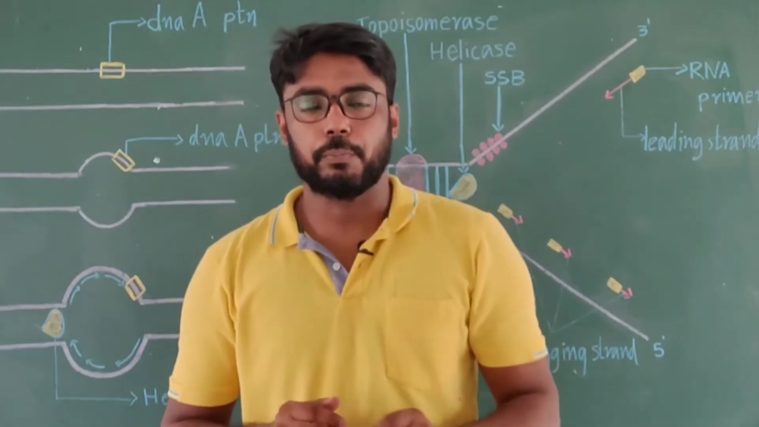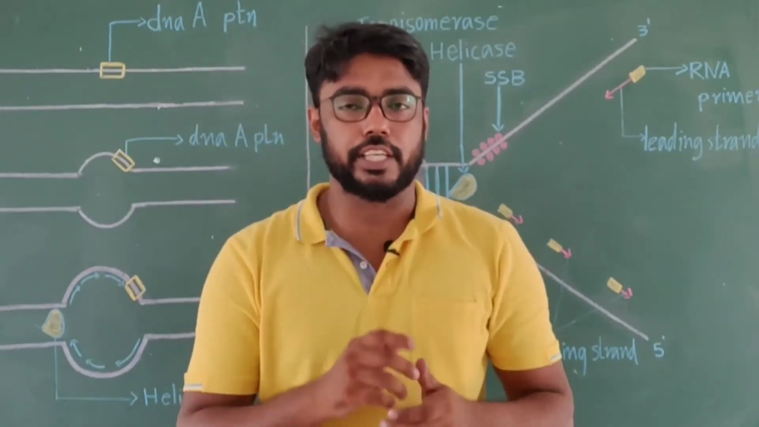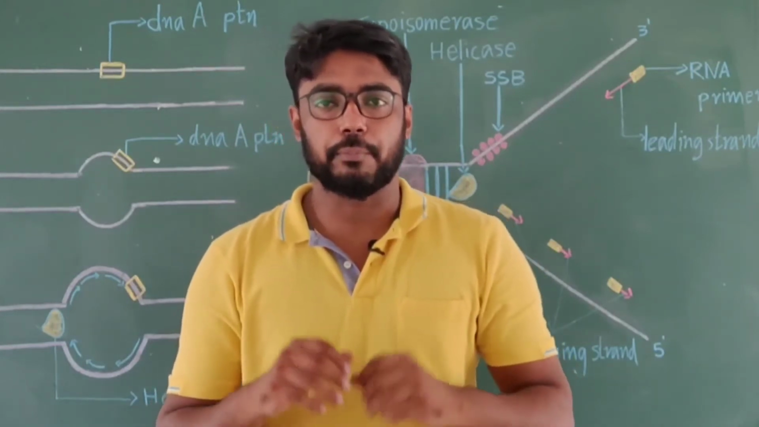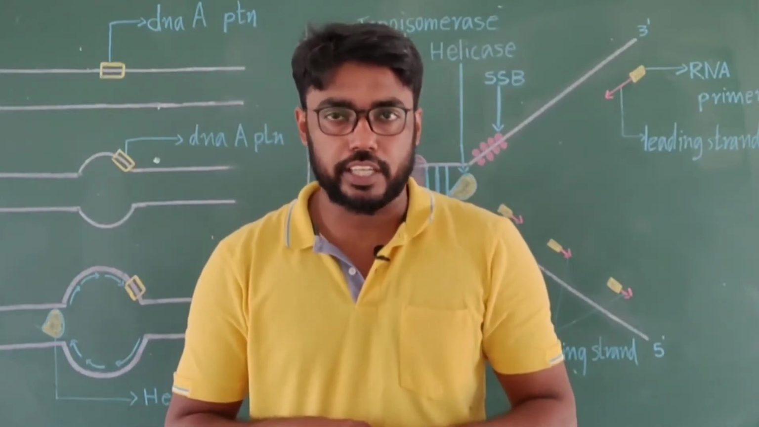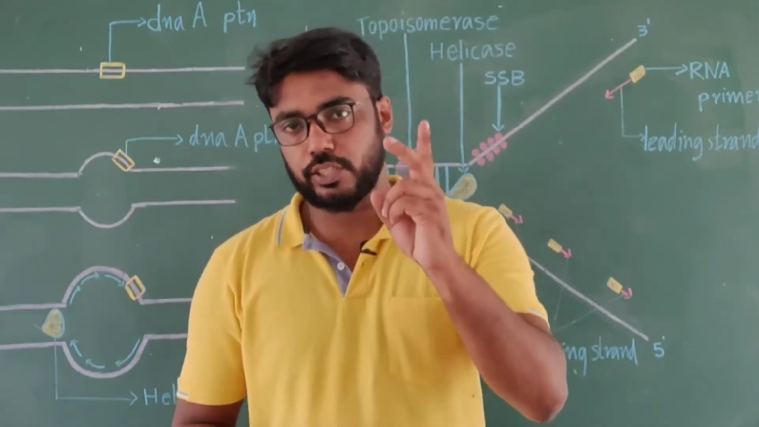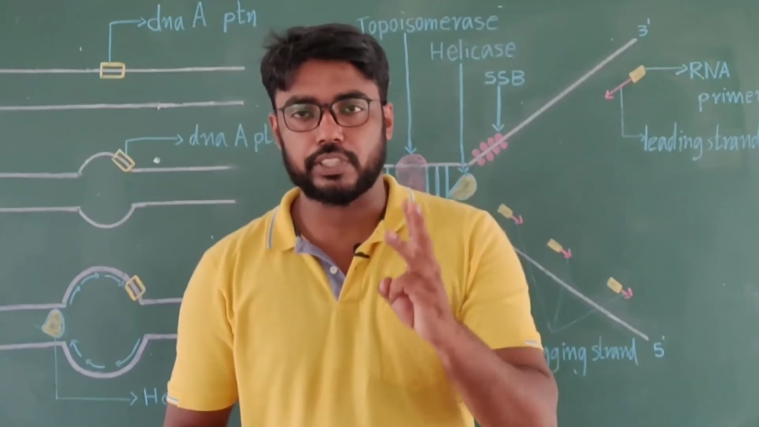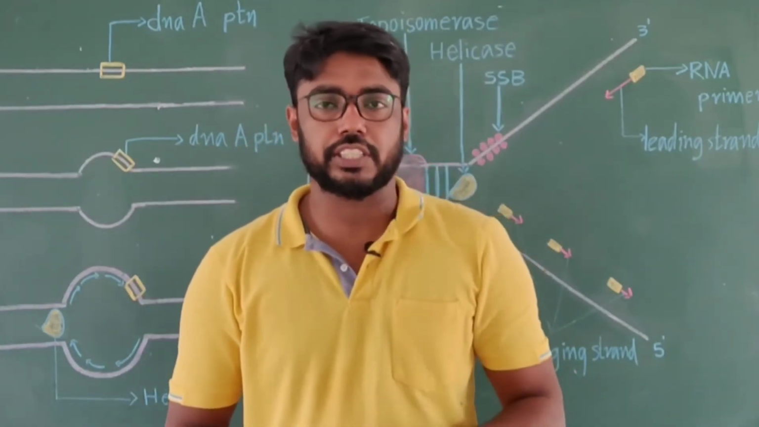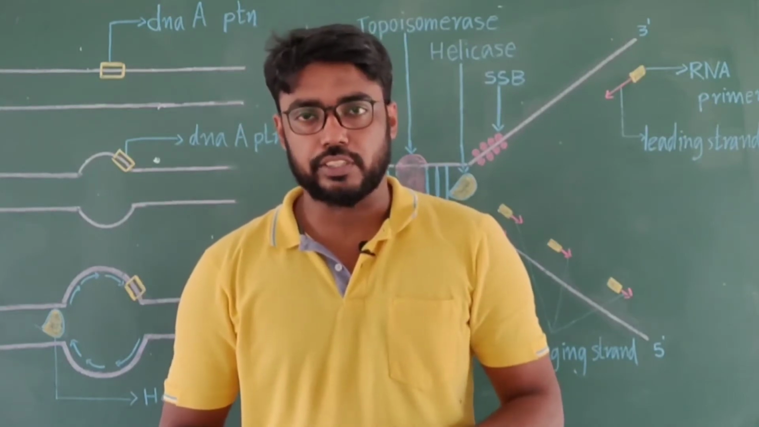In both prokaryotes and eukaryotes, chromosomal DNA replication has mainly three steps. The first step is initiation, the second step is elongation, and the third step is termination.